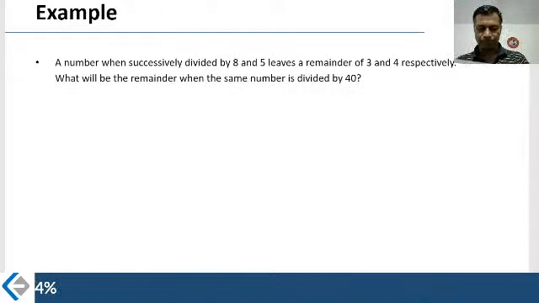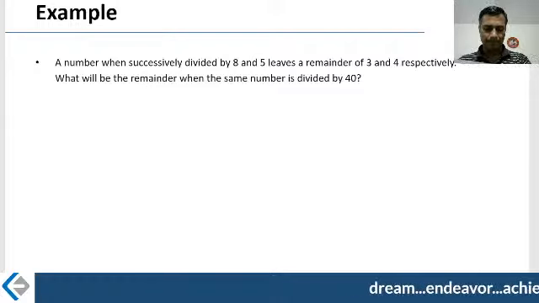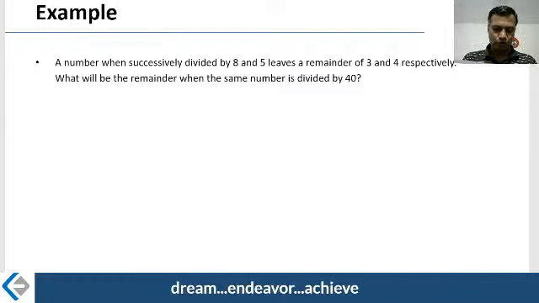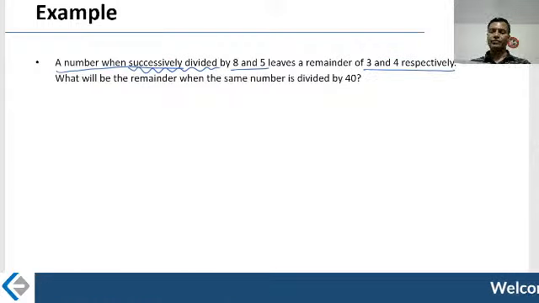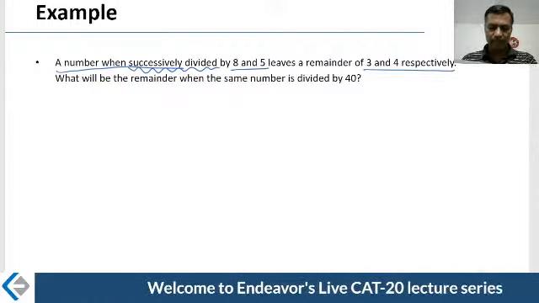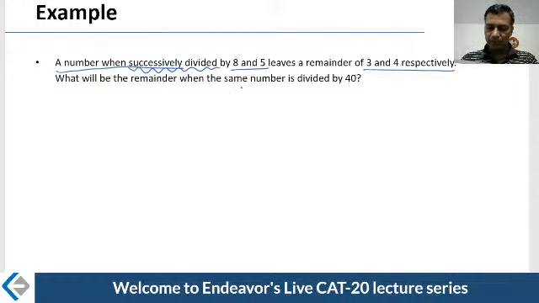Let's read this question. It's pretty simple. Only the first portion. A number when successively divided, and note the word, successively divided by 8 and 5 in that order, leaves remainders 3 and 4 respectively. What will be the remainder when the same number is divided by 40? We'll come to the second part later.